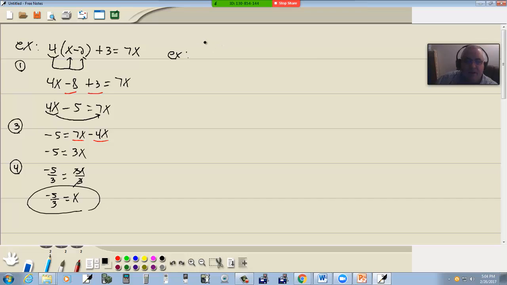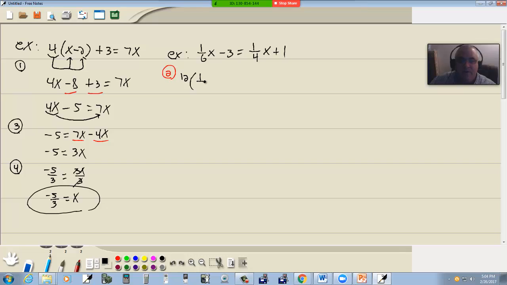Now let me make up one with a fraction. 1/6x minus 3 equals 1/4 x plus 1. Excuse me. Step 1, get rid of parentheses. Don't have any. Step 2, get rid of fractions. Multiply everything by the LCM of all your denominators. Now we got 6 and 4, so we're going to multiply everything by 12.